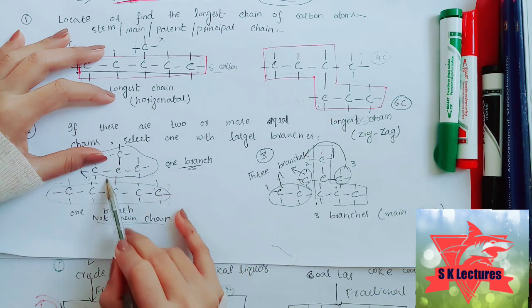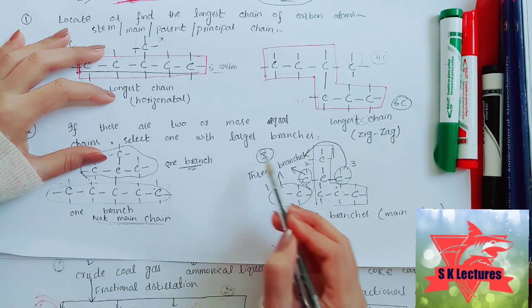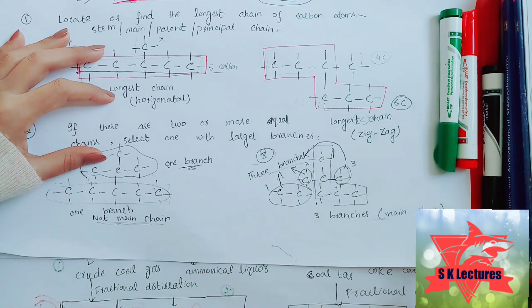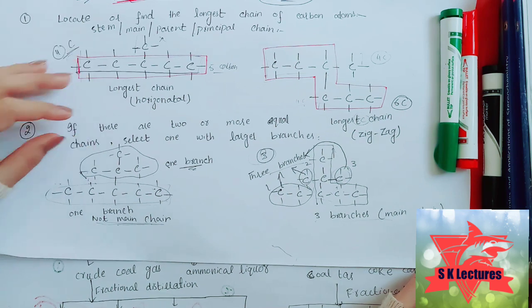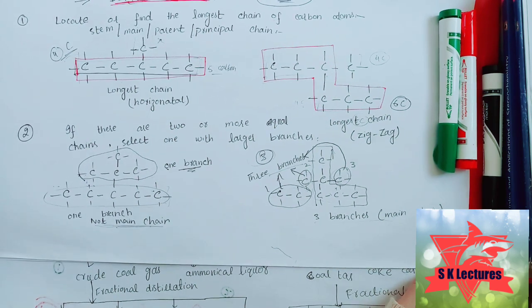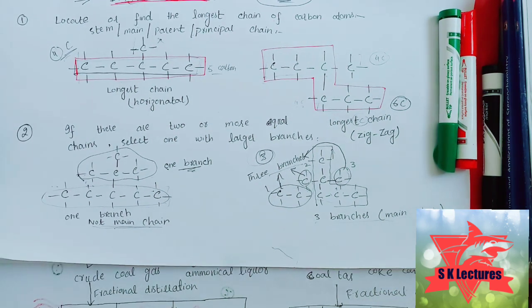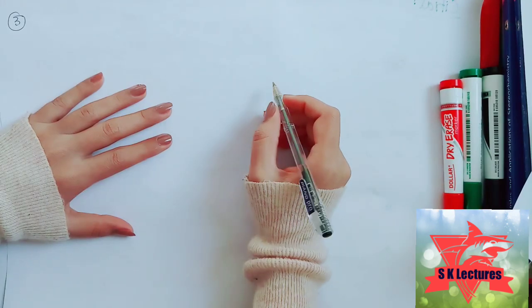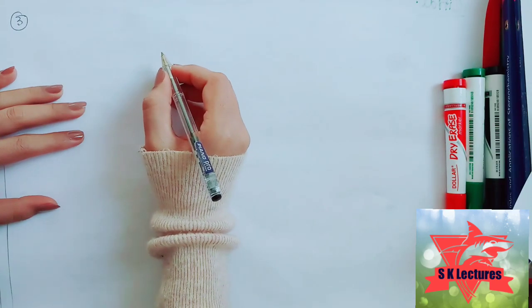As you can see, 3 branches: this methyl, ethyl, and another methyl. So the main branch will be that one, not the first, straight one. The straight one will not be the main branch, but the second one will be, in which 3 branches are present. So there is an equal number of carbon atoms in both chains, the straight chain and the other one, but we didn't select it because it does not have the branches.